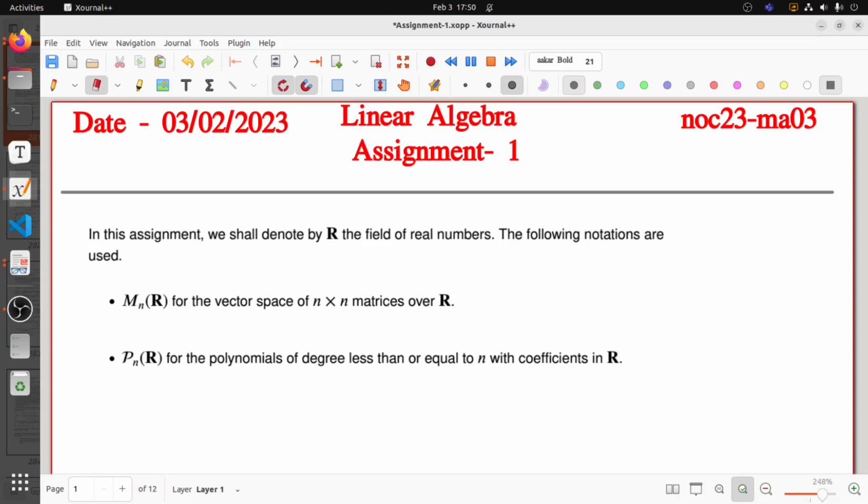What is P_n(R)? The set of all polynomials of degree less than or equal to n with coefficients in R. This also forms a vector space. What are the operations here? What are the addition and scalar multiplication?